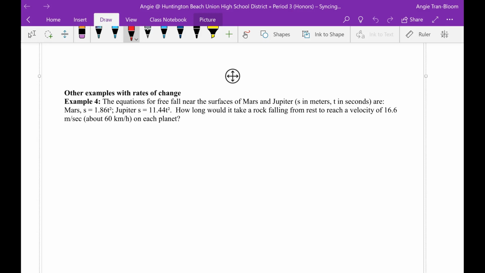All right, guys. Here are more examples from section 3.4, applications of position, displacement, velocity, and acceleration.